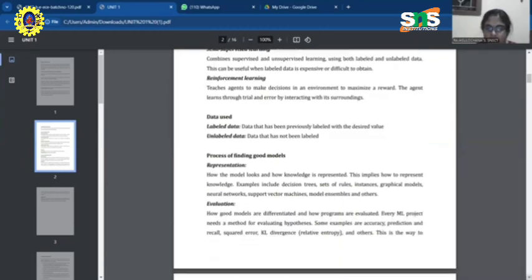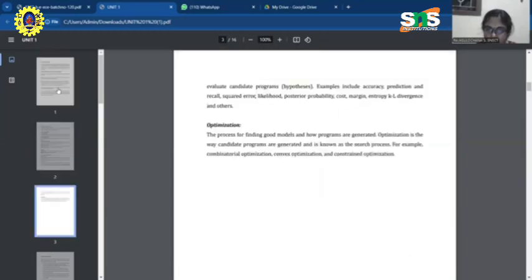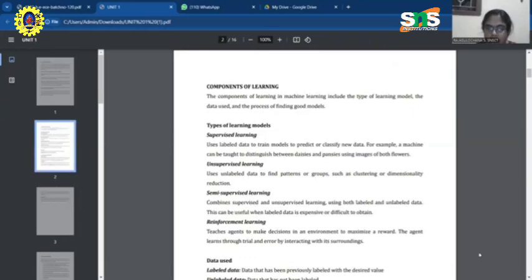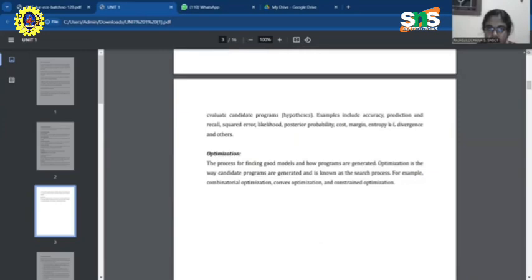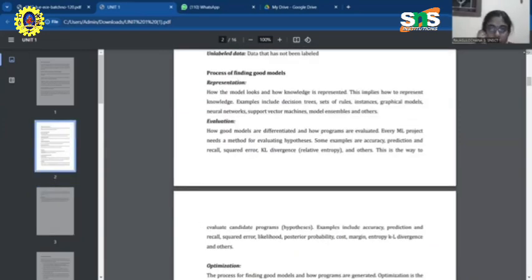And next comes the main thing: how do we find a good model? It is based on three metrics: representation, evaluation, and optimization. When it comes to representation, it is how the model looks and how the knowledge is represented to the user, in the form of decision trees, rules, graphical models, or neural networks. This is what representation is all about.